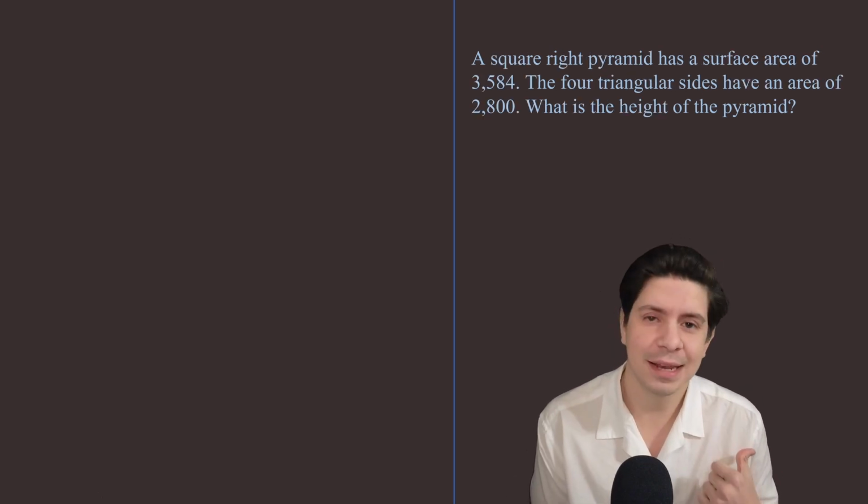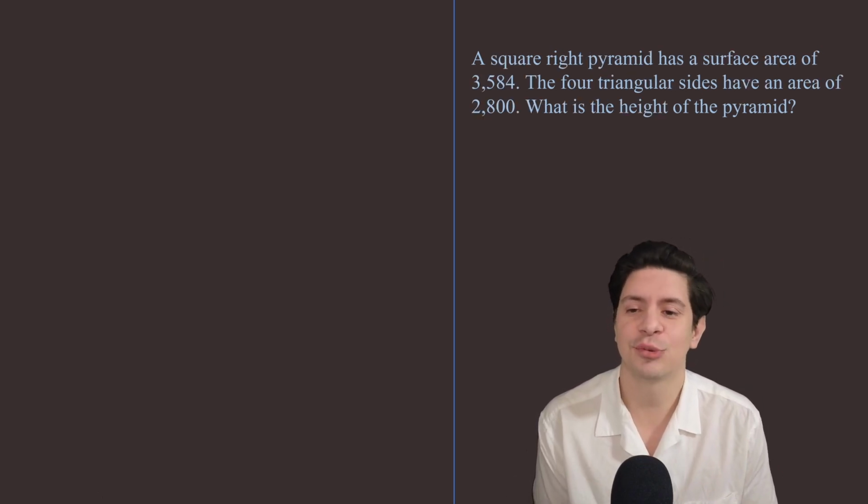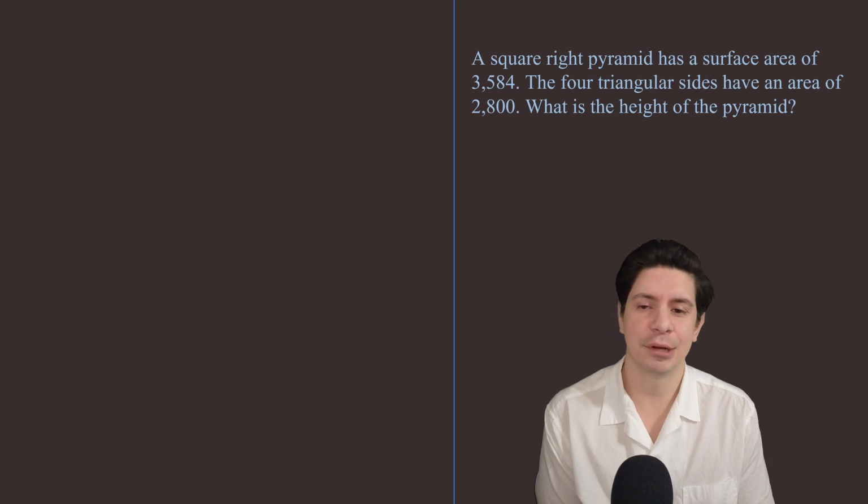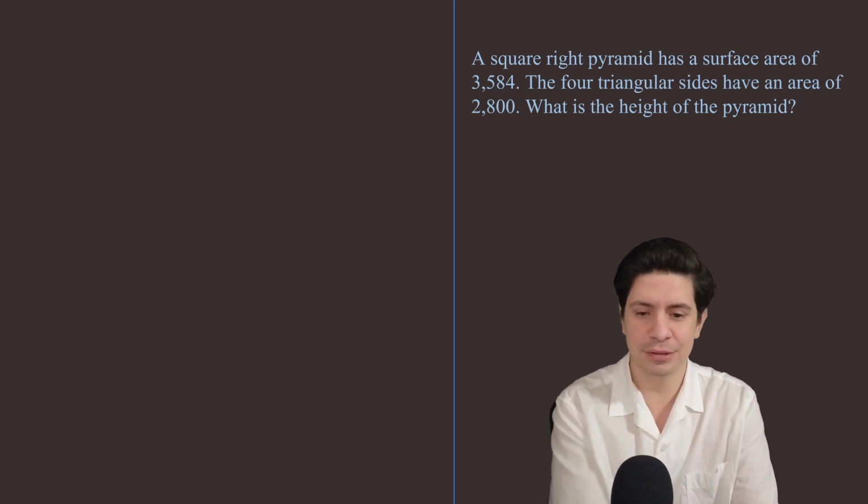All right, so if you're able to get that last question, let's see if you can get this one here. A square right pyramid has a surface area of 3,584. The 4 triangular sides have an area of 2,800. What is the height of the pyramid? Okay, another pyramid question. Pyramids are tricky.